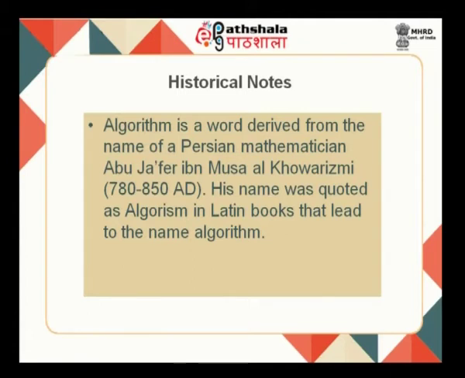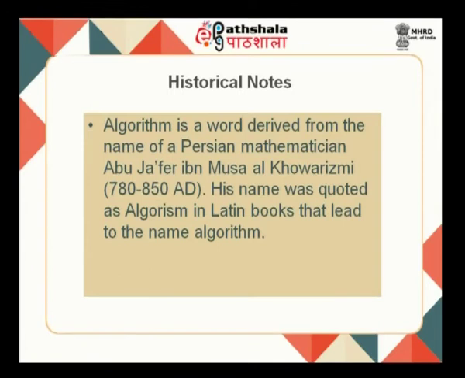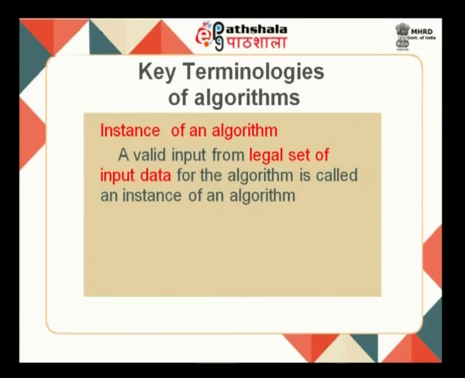His name was quoted as algorithm in various Greek books. So this word is what has been corrupted into algorithm now. Historically, algorithm is a word derived from this Persian mathematician's name. In the modern context, algorithm refers to the procedure for solving a given problem.